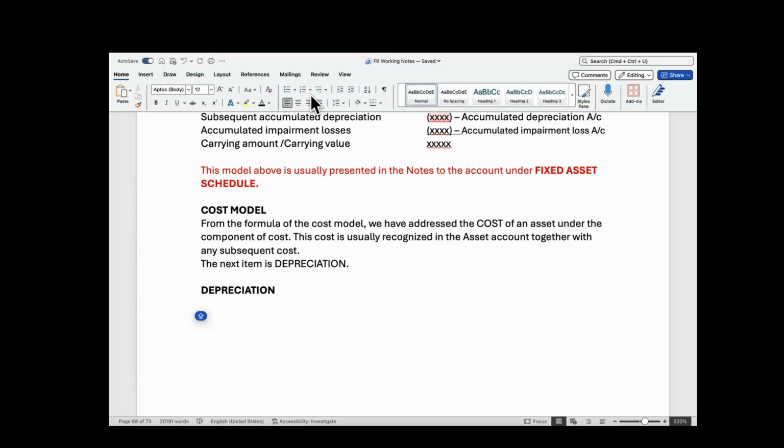You can continue, Edward. In addition to what I said, it is systematic allocation of depreciable amount of an asset over its useful life. And that depreciable amount is the cost less the residual value.